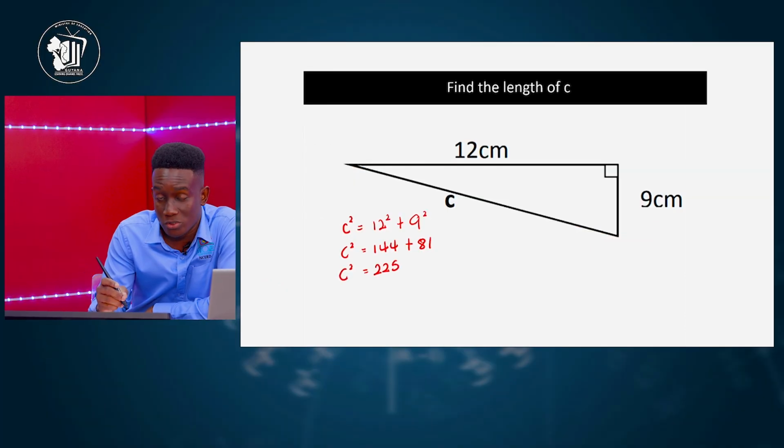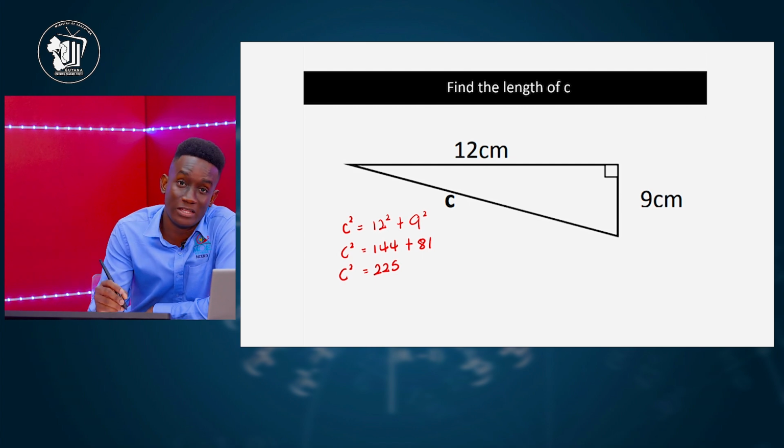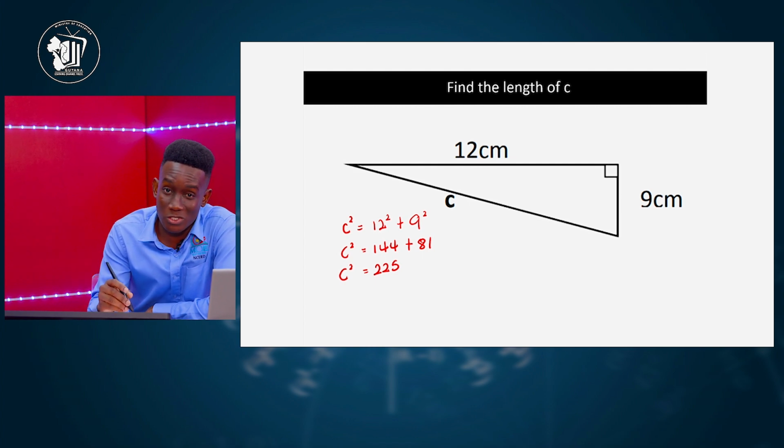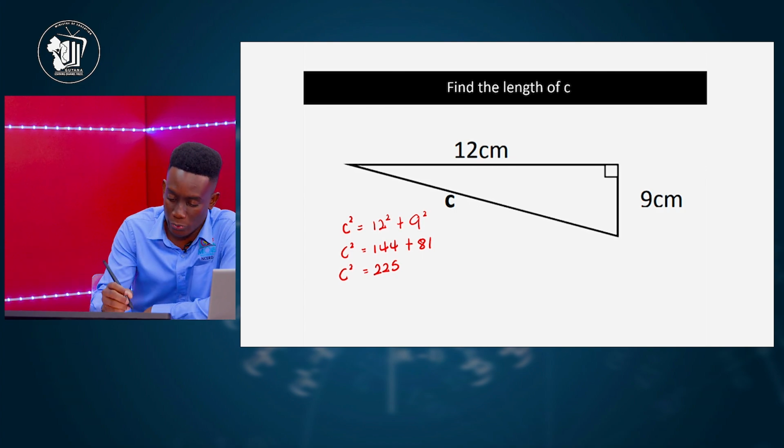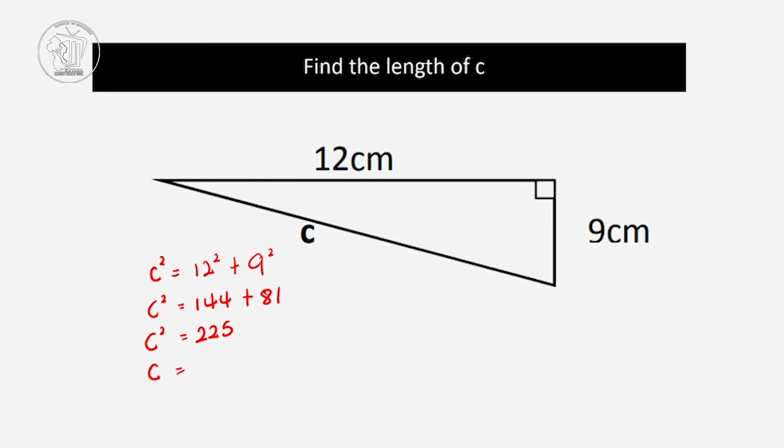So c squared, to solve for c, we have to take over the square. So when we take the square over the equal sign, it becomes the opposite, which is square root. So c would be equal to the square root of 225. And when we find the square root of 225, we will get a value of c being equal to 15. So the length of this side here is 15 cm. So let's move on to another example.